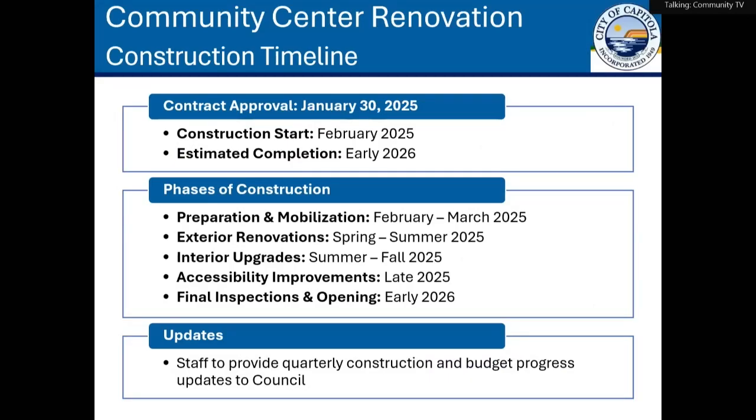So the contract approval, if approved this evening, construction is expected to start towards the end of February or beginning of March and last approximately a year. There will be phases of construction. This is just an example, but a lot of the exterior renovations would happen in the spring or summer when it's not raining, and the interior ones in the summer and fall, with an opening in early 2016, and staff intends on bringing quarterly construction and budget updates to the council to stay apprised of the project.